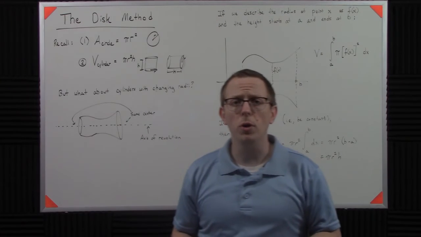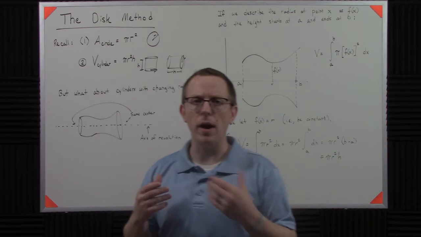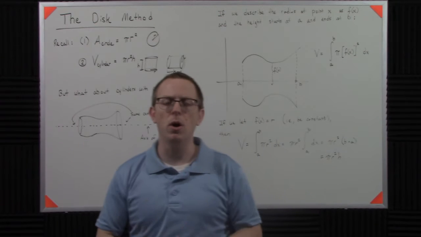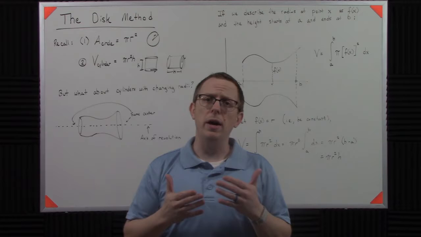So if you recall from your original studies in geometry, you know about the area of a circle, right? If you have some sort of radius, you can define that area as pi r squared. Simple enough, right?